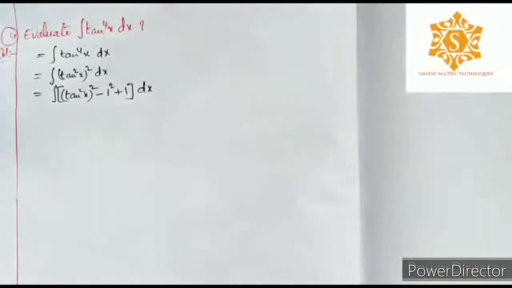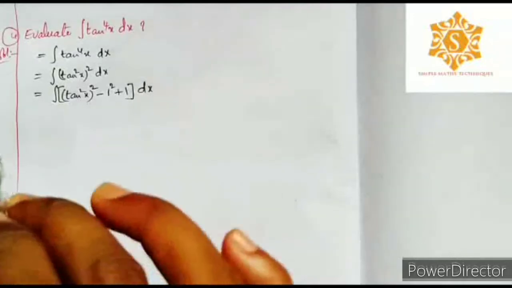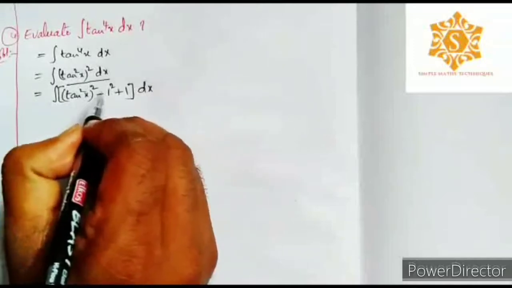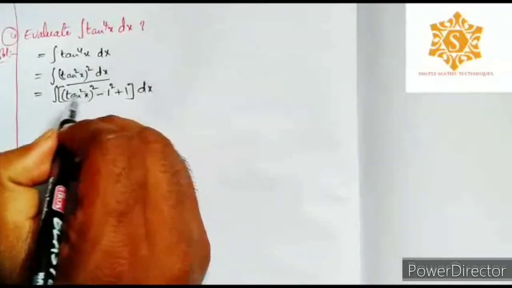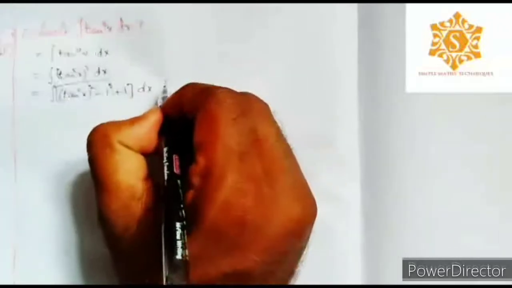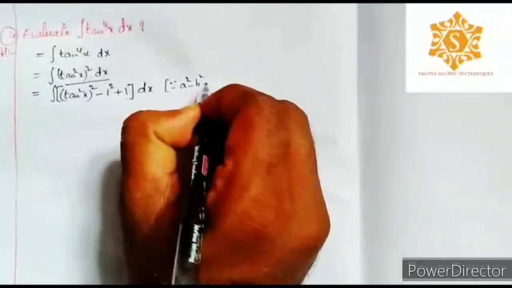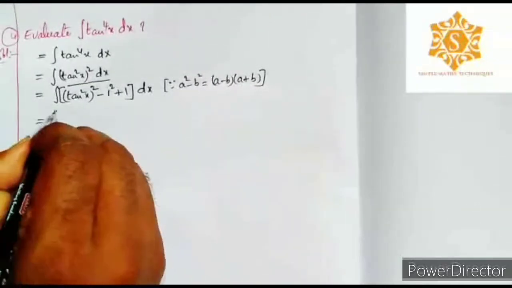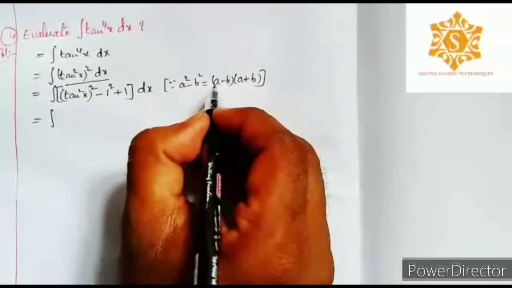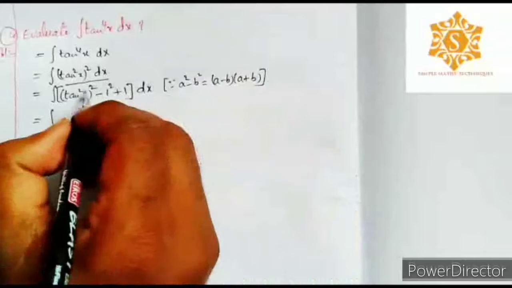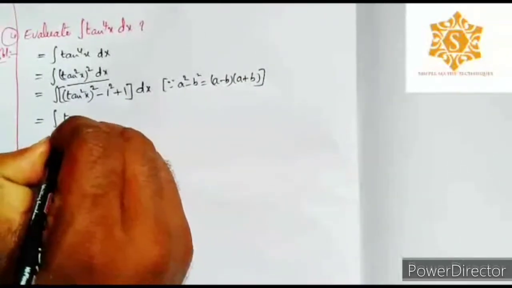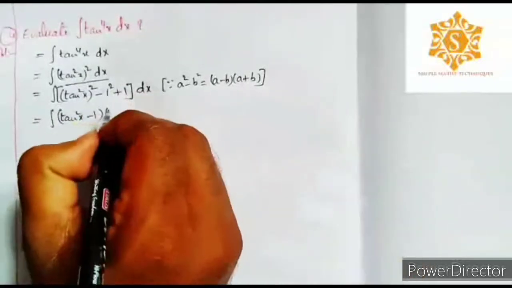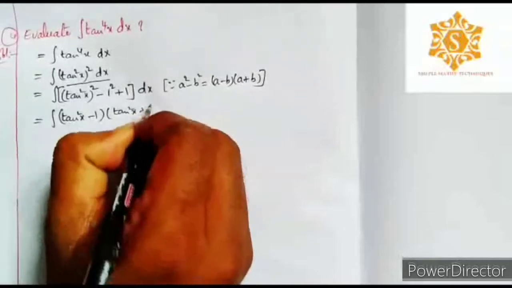Here you can write minus 1 as minus 1 square. So see that these two look like a square minus b square. Now you can write using the formula a square minus b square equals to a minus b into a plus b. So integration of, here a value is tan square x and b value is 1, so a minus b, that is tan square x minus 1, into a plus b, that is tan square x plus 1.